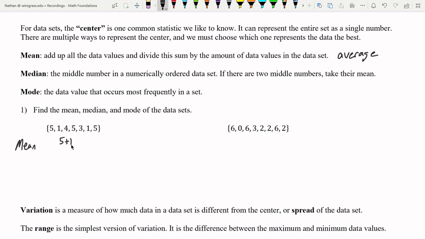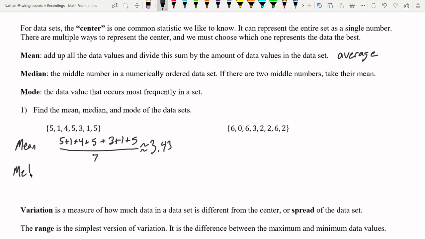So 5, 1, 4, 5, 3, 1, and 5. And I'm going to divide it by the number of numbers in there. So 1, 2, 3, 4, 5, 6, 7 data points in that. Okay, doing that on a calculator, I'm going to round to two places. I'm going to get 3.43. And this is going to be approximately equal to that.